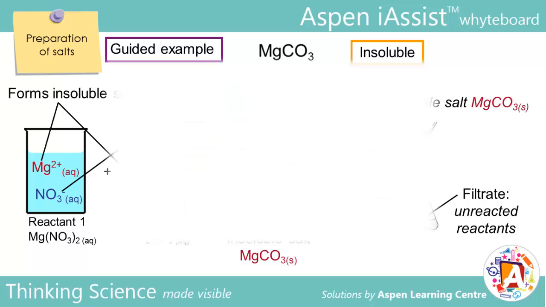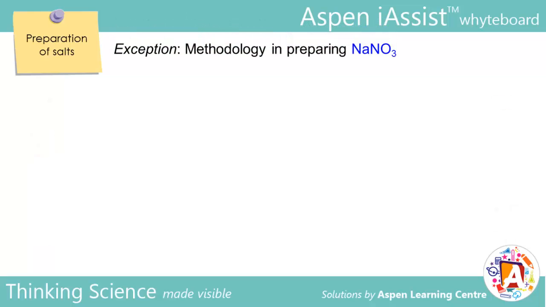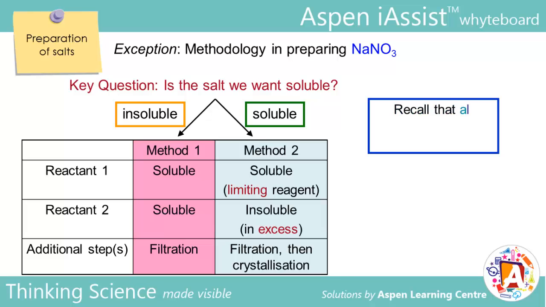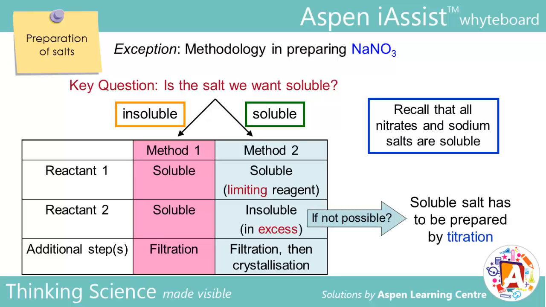An exception to the methodology in preparing soluble salts would be that of NaNO3. Based on methodology, we have to pick one reactant that is insoluble. However, that is not possible since all nitrates and all sodium salts are soluble. In such situation, the soluble salt has to be prepared by titration. The updated methodology flowchart is as shown.